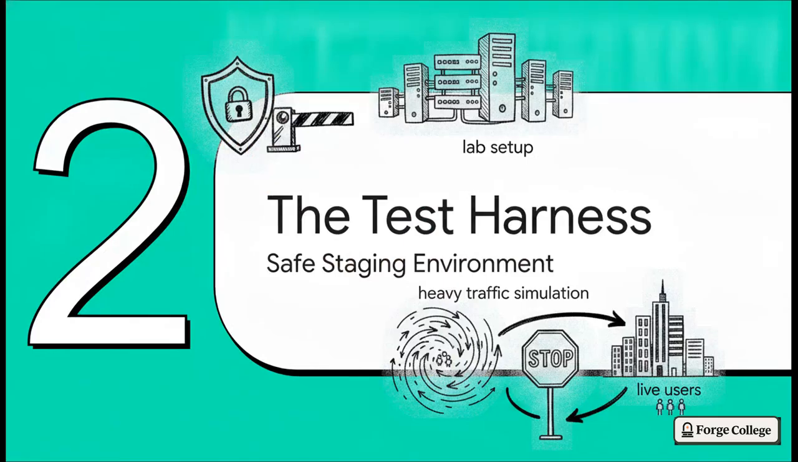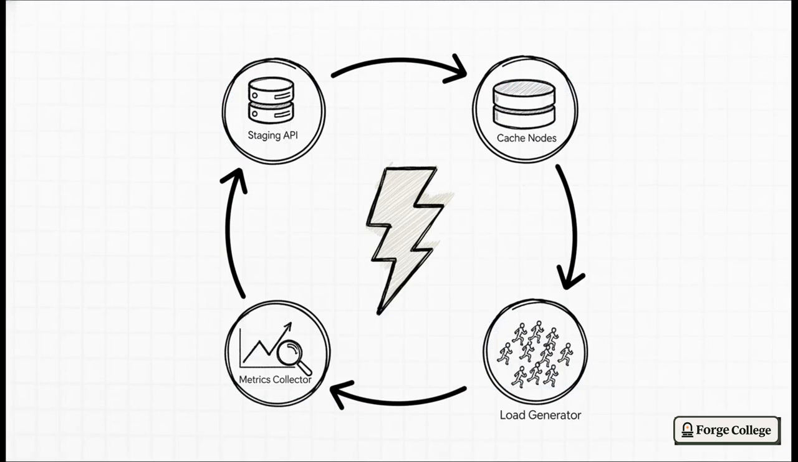All right, moving on to setting up the test harness. Let's talk about building a safe, controlled staging environment. So let's head into the lab. We need a secure sandbox, totally isolated from our live users, where we can simulate massive traffic without accidentally taking down production. To build this test harness, we basically need a few key ingredients.